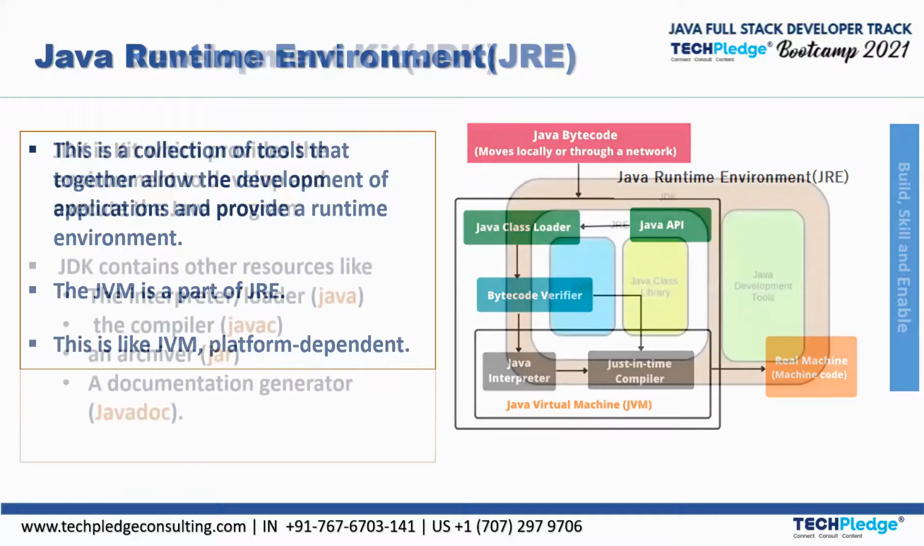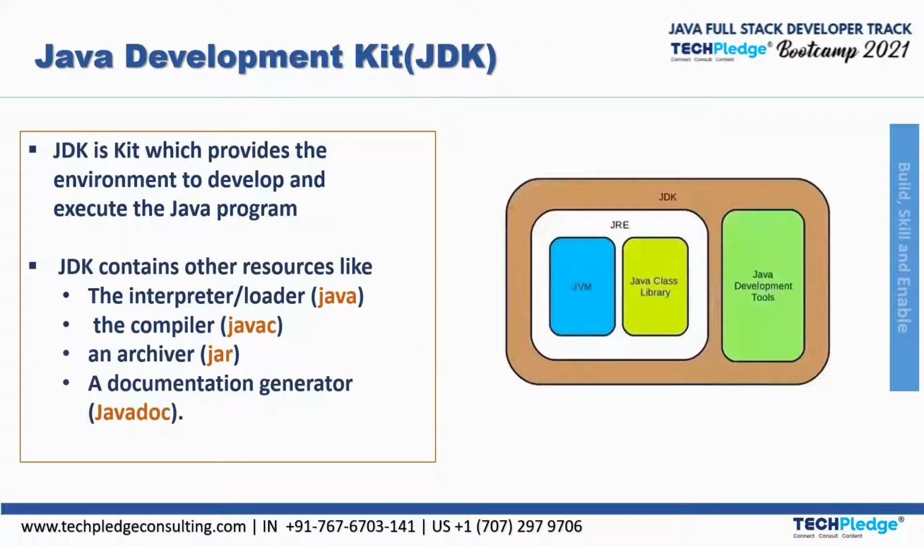Now next is the Java Development Kit. As you can see from the diagram, it includes both the JRE and the JVM. The JDK comes with an interpreter, that is java, the compiler, which is javac, and a jar option. The jar feature is similar to a zip file that we are commonly used to. All the applications and the dependencies are saved in the jar file. And finally, if you want to do documentation, we have Javadoc, which is a documentation generator.